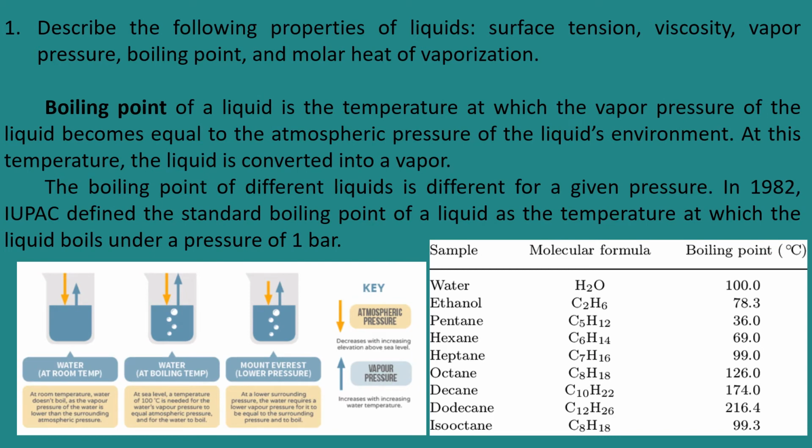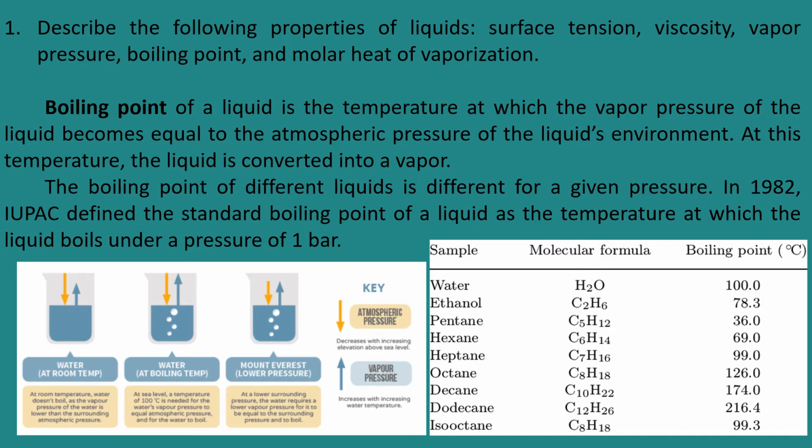So now let's go to the next property after vapor pressure. It's connected to vapor pressure also. It's now referring to boiling point. The boiling point of a liquid is the temperature at which the vapor pressure of the liquid becomes equal to the atmospheric pressure of the liquid's environment. At this temperature, the liquid is converted into a vapor or its gaseous form.